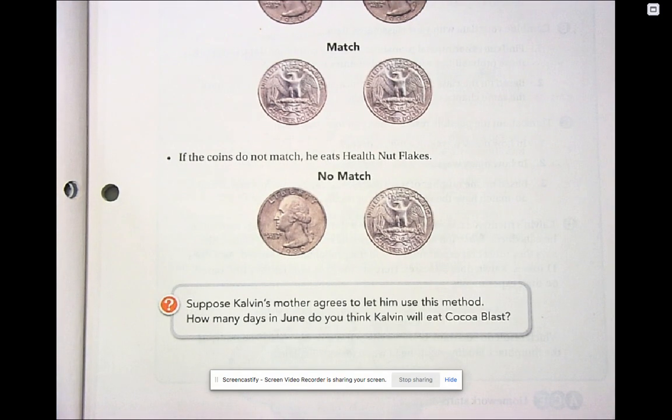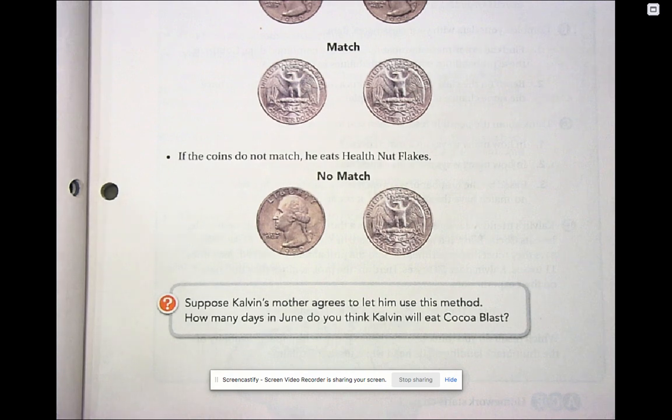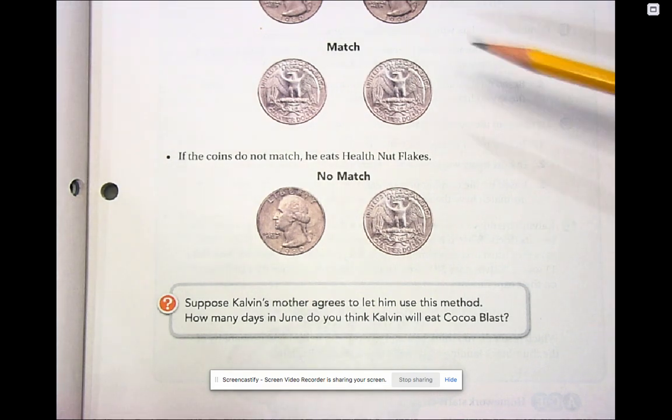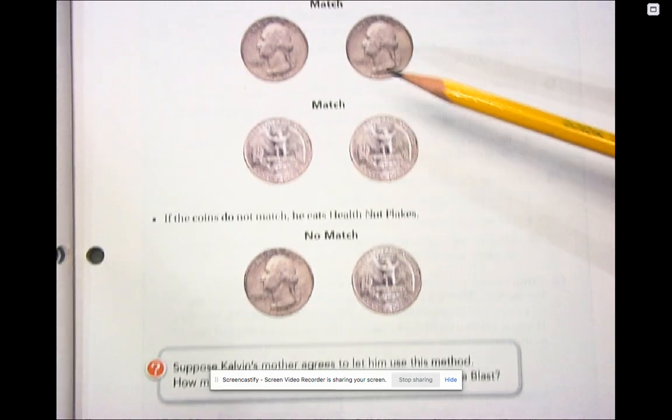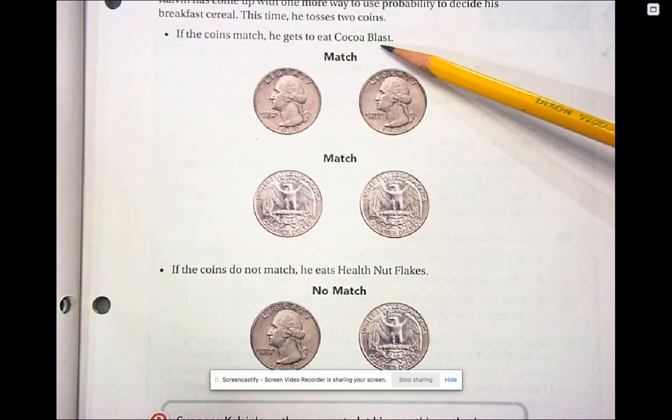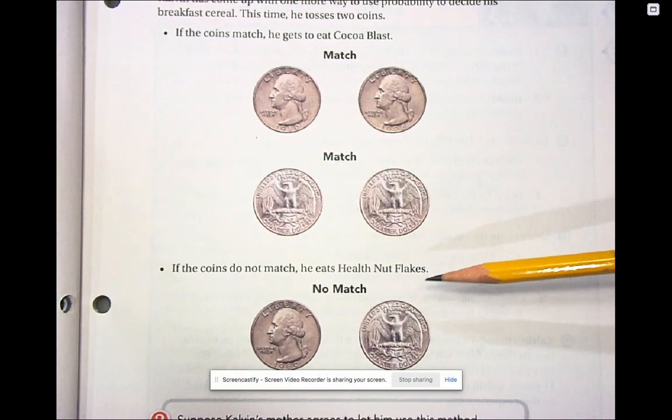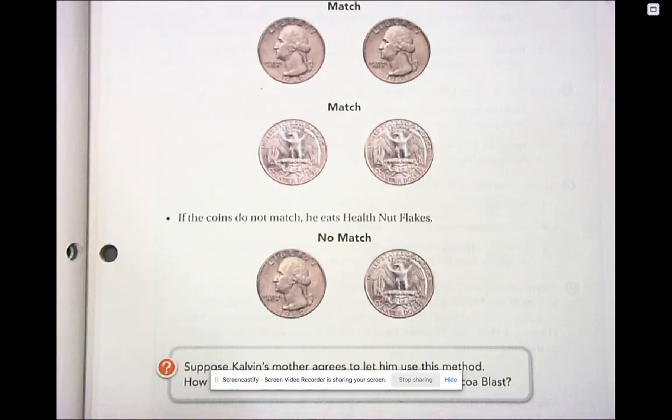Suppose Calvin's mother agrees to let him use this method. How many days in June do you think that Calvin will eat Cocoa Blast? So thinking back to those 30 days, what would be your guess, or your prediction, as to how many times he's going to get to eat the cereal he likes, Cocoa Blast, getting a match, or what he doesn't like, the Health Nut Flakes.